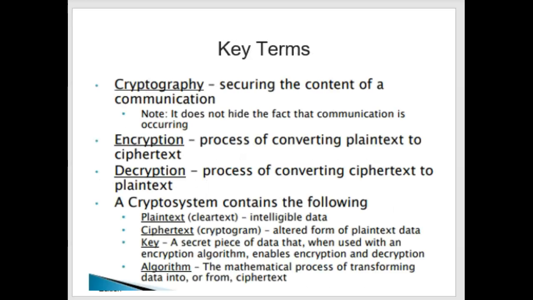Now, some key terms to know: cryptography, encryption, and decryption. I thought were all very important. Now, if you're wondering about the basic definitions of the cryptosystem, plain text, ciphertext, what is a key and an algorithm, those definitions are here. Pause this slide and review it at your pleasure.